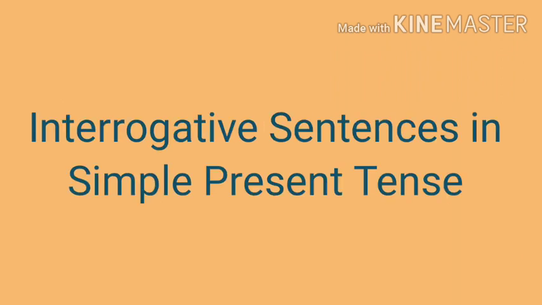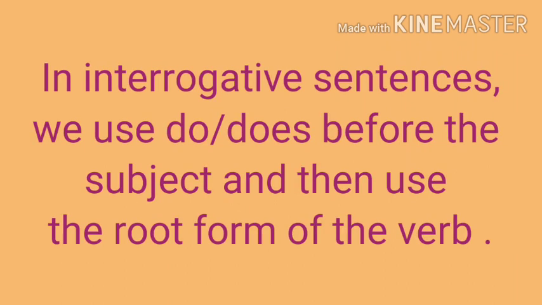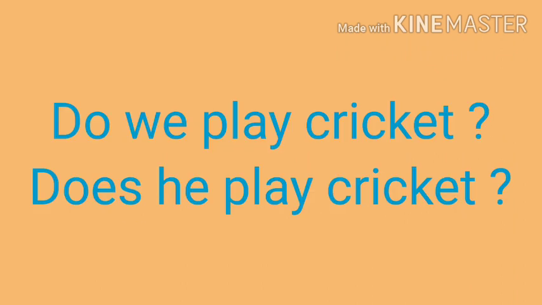Now let's see interrogative sentences in simple present tense. In interrogative sentences, we use do or does before the subject and then use the root form of the verb. We use the verbs do or does before the subject in a sentence to form interrogative sentence in present tense. Look at the examples. Do we play cricket? Next one, does he play cricket?